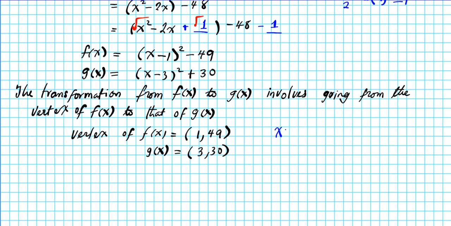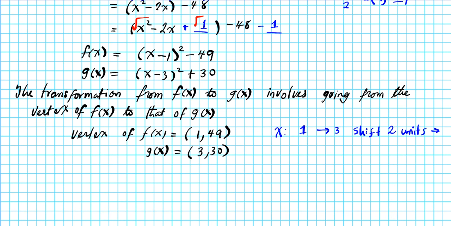For the x's, you're going to go from 1 to 3. So what kind of shift is that? You're going to shift 3 units to the right. It's not 3 units. I'm sorry, it's 2 units, okay? When you're going from 1 to 3, that's a 2-unit shift. So you're going to shift 2 units to the right.